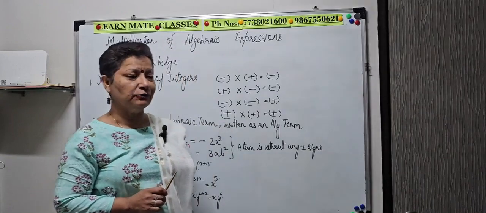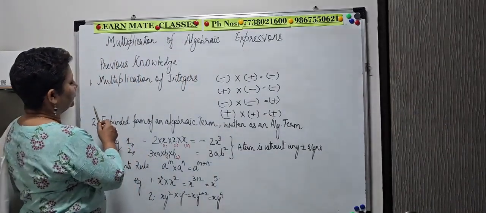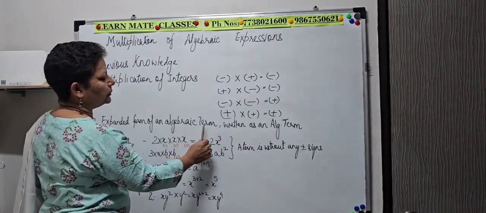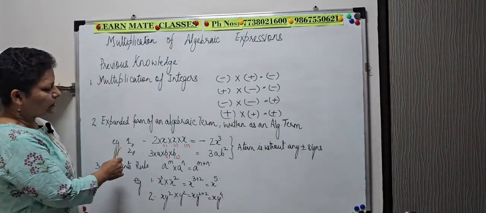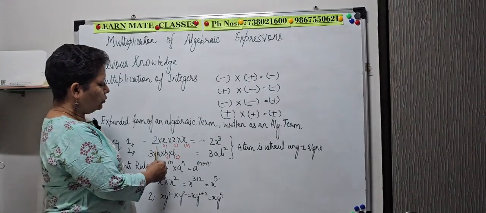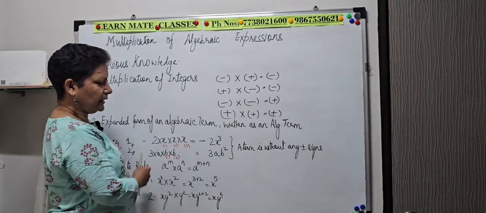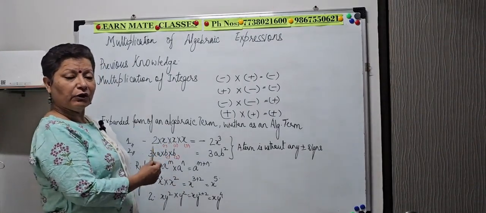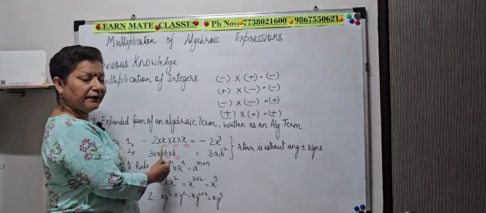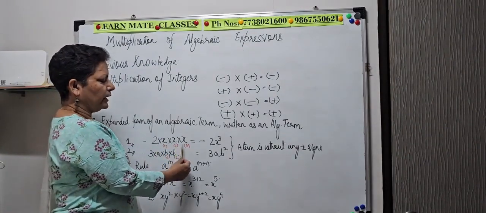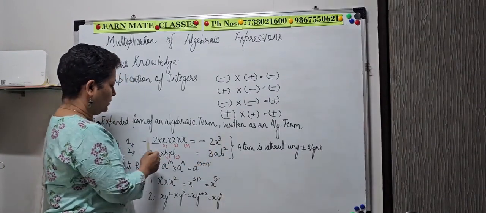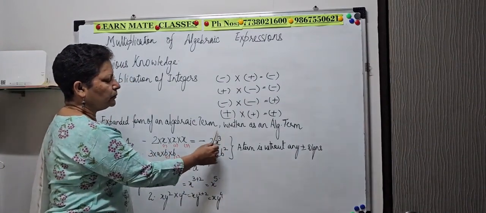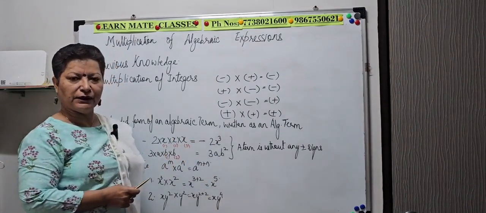The next thing that you need to keep in mind is the expanded form of an algebraic term when it is written as an algebraic term. So suppose I take this 2 into x into x into x. How many times do I have x written? 1 time, 2 times and 3 times. So that in all is an x cube. Minus 2 multiplied into x cube, the whole term will then be minus 2x cube.